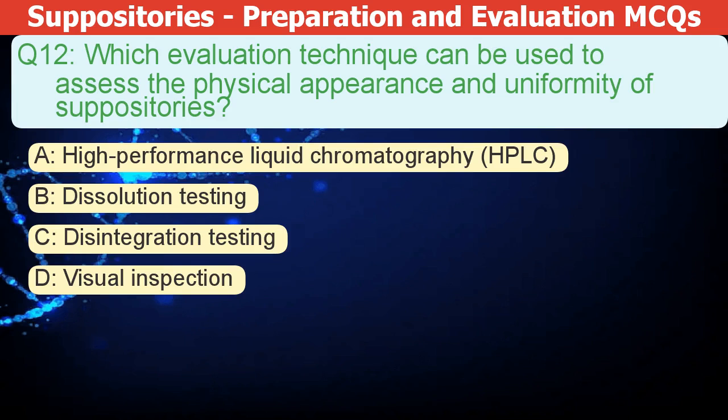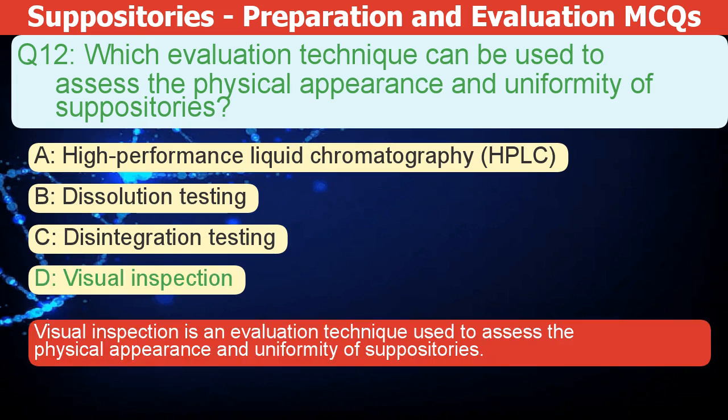Which evaluation technique can be used to assess the physical appearance and uniformity of suppositories? A. High-performance liquid chromatography, HPLC. B. Dissolution testing. C. Disintegration testing. D. Visual inspection. The correct answer is D. Visual inspection is an evaluation technique used to assess the physical appearance and uniformity of suppositories.